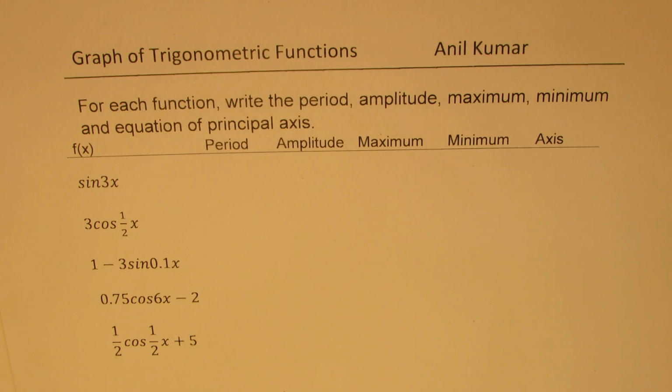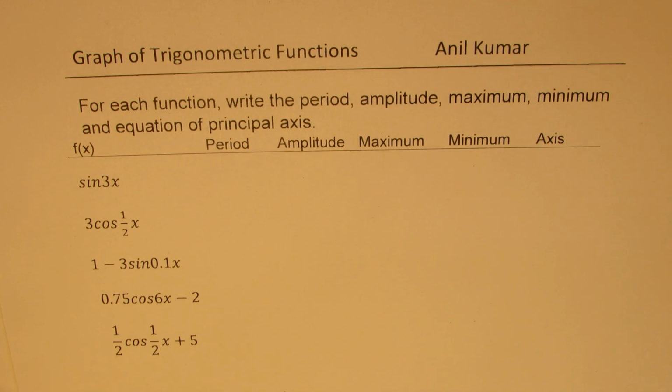We'll understand transformation of basic trigonometric function and then answer this question where we need to find what is period, amplitude, maximum and minimum and the equation of principal axis for the given trigonometric equations. You can always pause the video, answer this question and then look into my suggestions.